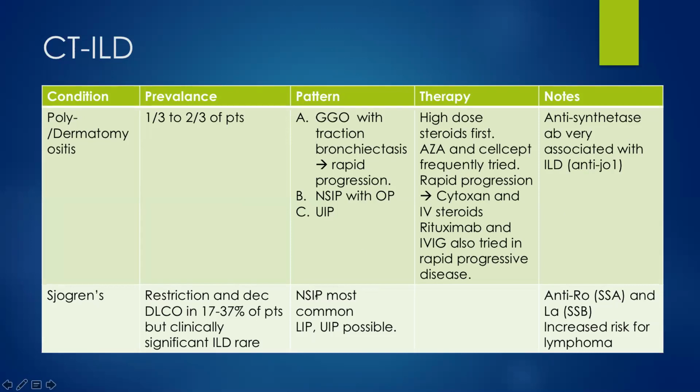Sjogren's can sometimes have an NSIP pattern. You can also get lymphoma with Sjogren's. I had one patient with that.